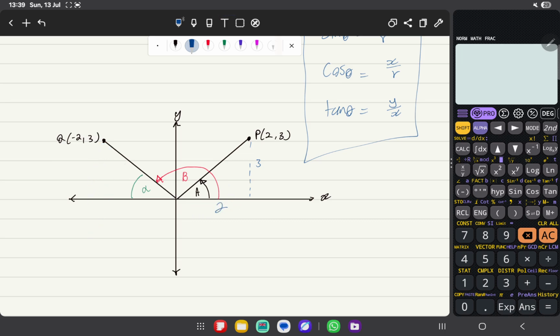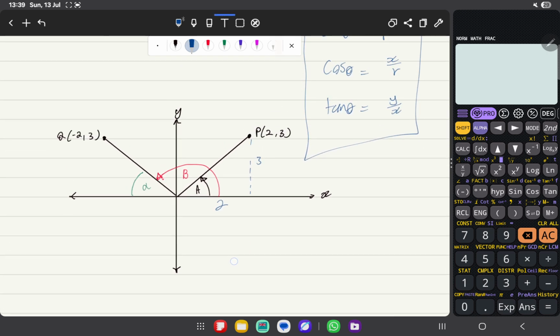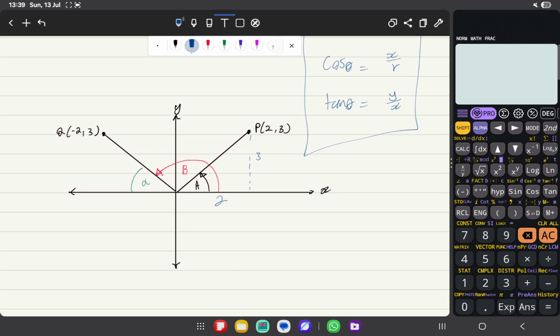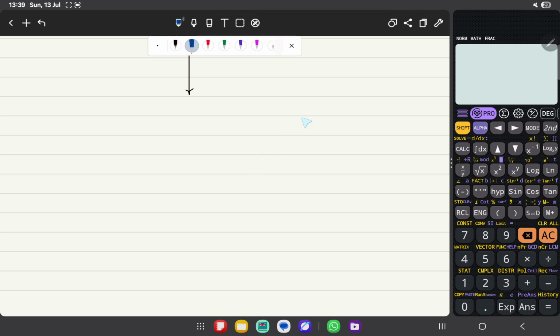Like I said, we measure angles anti-clockwise. You see angle B, we measure it from here to here. We measure angles anti-clockwise. Now there's a concept that I want to bring in. I was going to do it in the next video, but I might as well do it here. It's called the CAST rule.